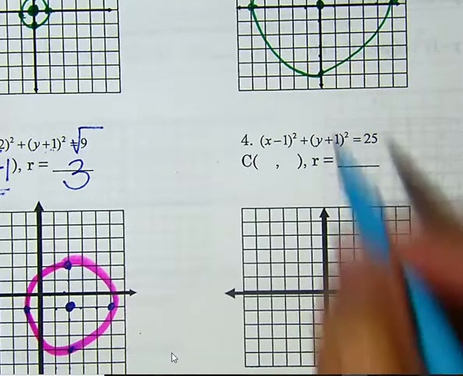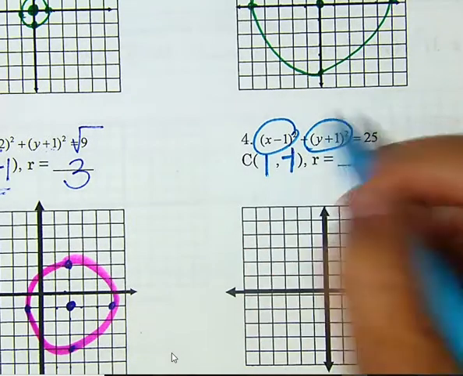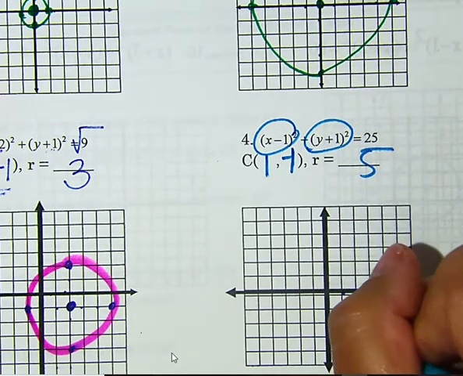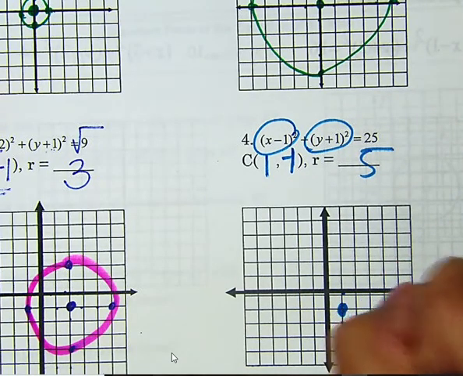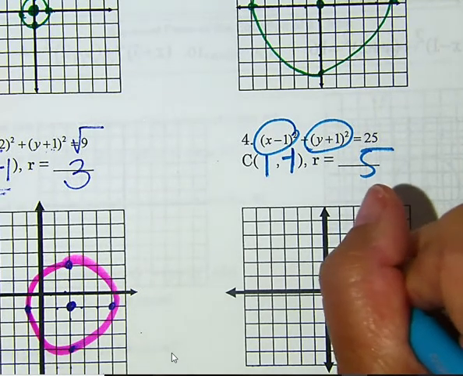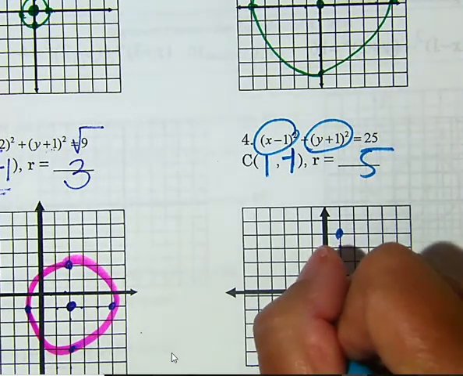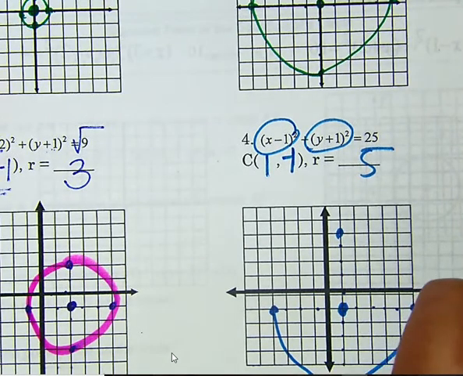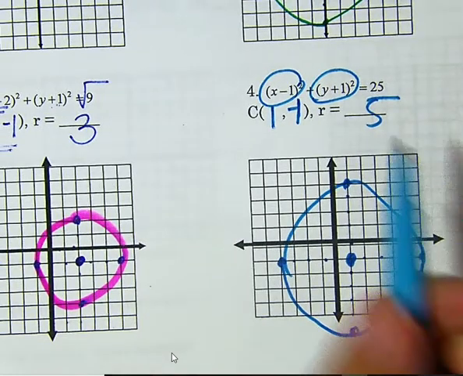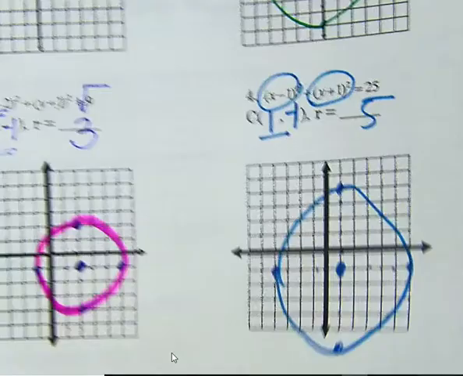Next one. Remember, when I pull this out, a minus becomes a positive, and a positive becomes a minus. So my center is positive 1, negative 1, which is down here. And my radius is 5. Uh-oh, this one's going to go off. 1, 2, 3, 4, 5. That one goes off a little bit. It's okay. Then I'm going to graph that whole circle. All right, and that's my circle. So that is going from the equation. I'm pulling out the numbers and changing the signs, and then square rooting the radius.